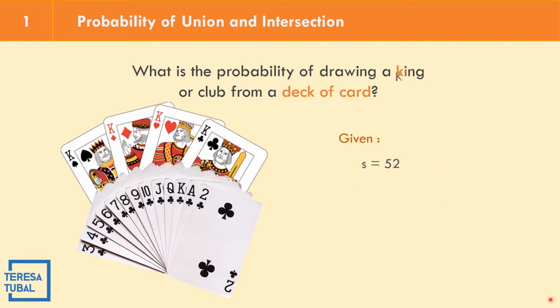How about the king? We have 4 kings: 1, 2, 3, 4. 1 king for the spade, 1 king for the diamond, 1 king for the heart, and 1 king for the club. How about how many clubs? So the club is 13. How to get 13? We have king, queen, and jack, and then the numbers 1 to 10, so 10 plus 3. The answer is 13. So let us find now the probability of the king or the club.